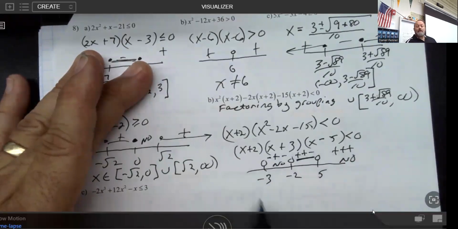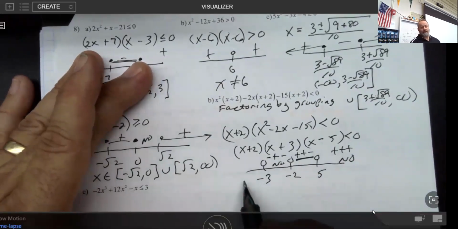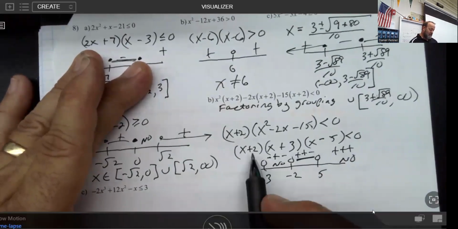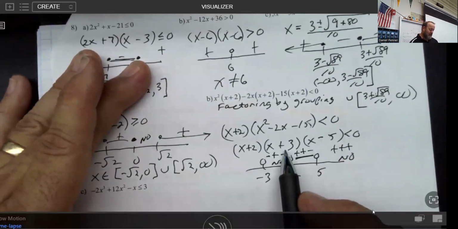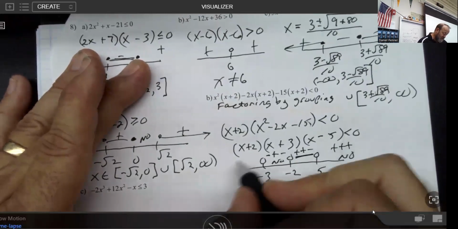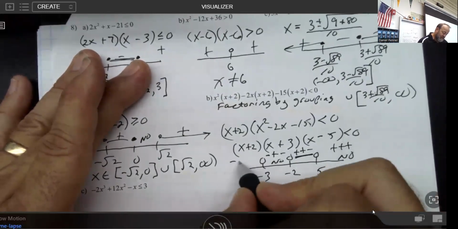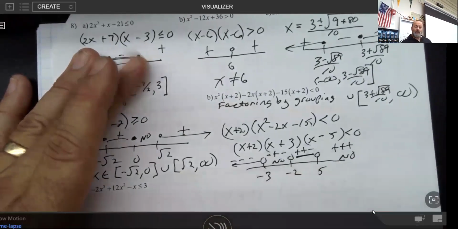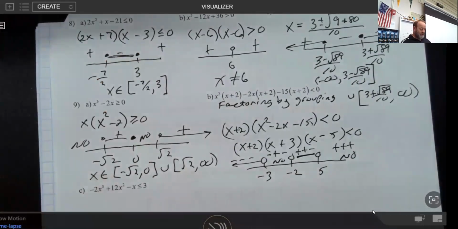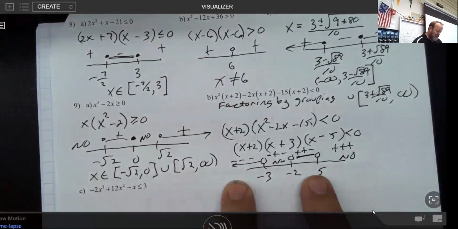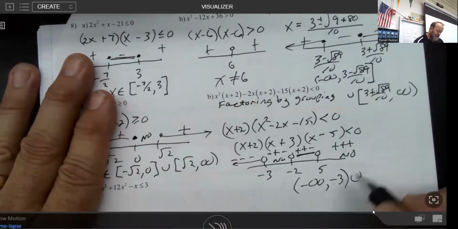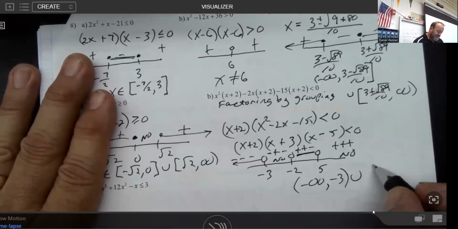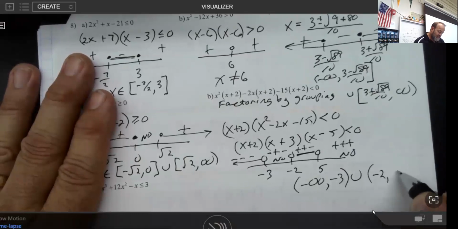But of course, any number below negative 3, like negative 8, is going to be negative when I plug it in. Negative 8 plus 3 is also negative. Negative 8 minus 5 is also negative. All of these guys are negative, and the product of 3 negatives is definitely a negative. So my truth region is both of these. Again, I'm being less formal this time. It's everything from negative infinity to negative 3, and then everything from negative 2 to 5.